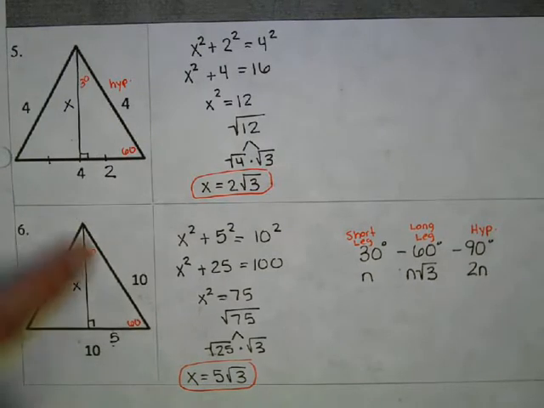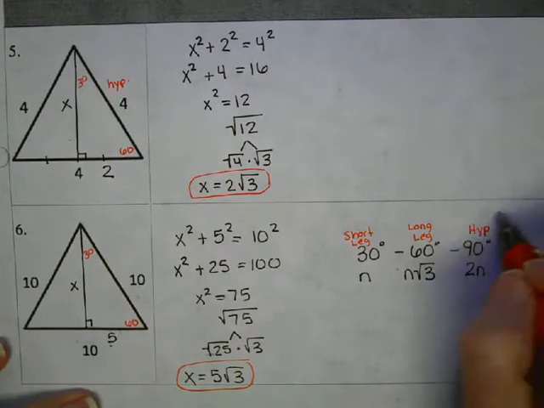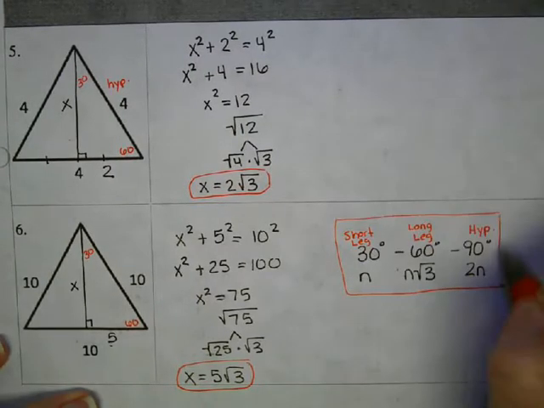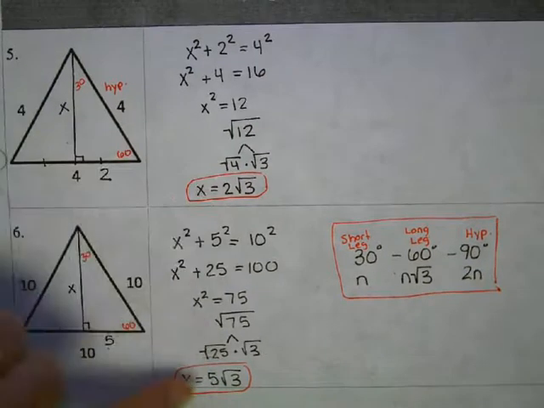So when you're trying to identify, these are the rules that you would use on those special right triangles. Those always come out to the same pattern in the numbers. That's why it makes it special.